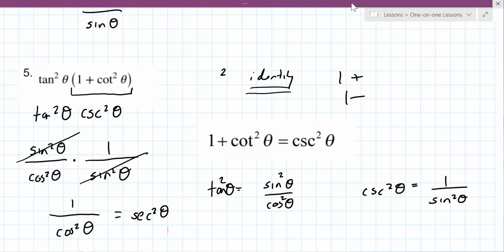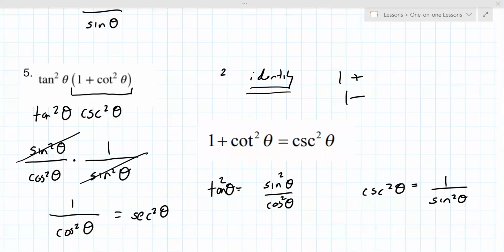Any questions on that, or anything I need to clarify? I'll look over it one more time. Okay, so that tangent equals cosine squared, then you turn that tangent into, and cosecant is 1 over. I see what you did there. Okay, I'm ready to go on to the next one.